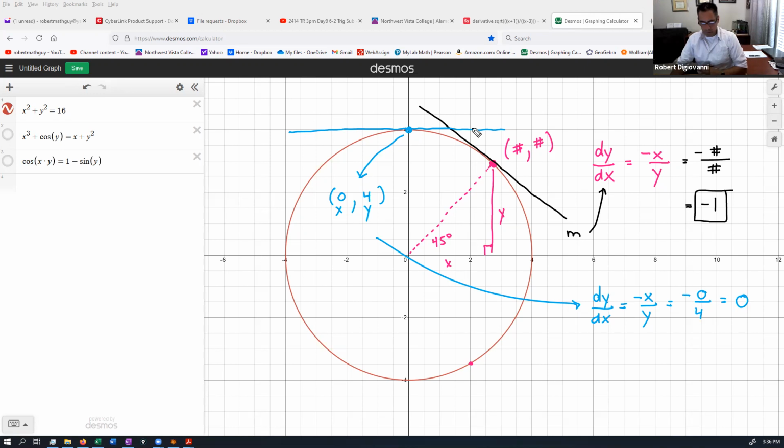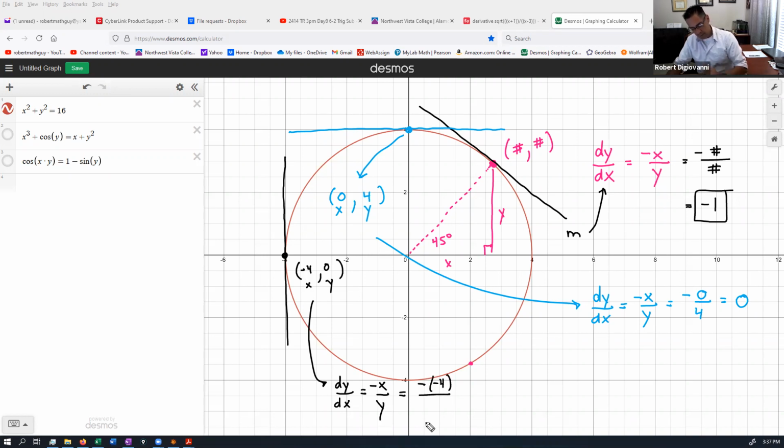Let me do one more. What about this point right here? There's your tangent line. That point is the point -4, 0. That's your x, that's your y. So if I wanted to find the slope, I would use that formula, dy dx equals negative x over y. And let's see, x would be -4, and then what's the y?